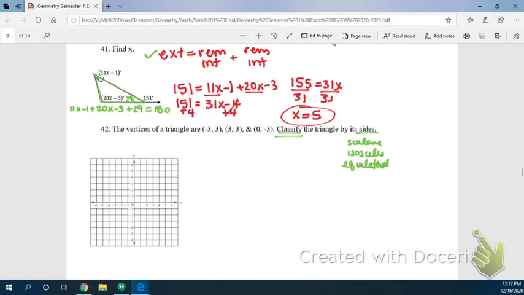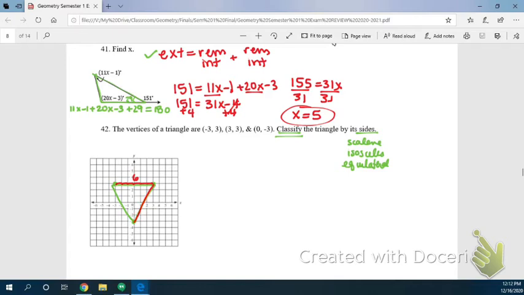So we first need to plot these points. (-3, 3), (3, 3), and (0, -3). I can count some of this. I can count this as 1, 2, 3, 4, 5, 6. So that length is 6. It looks like it could be equilateral. So I'm going to check to see what the length of this side is.